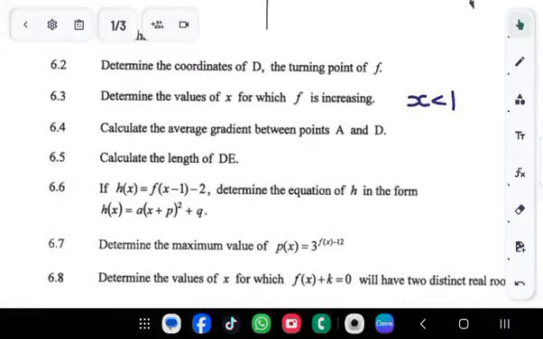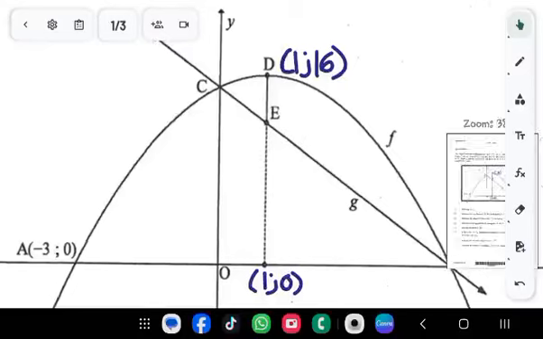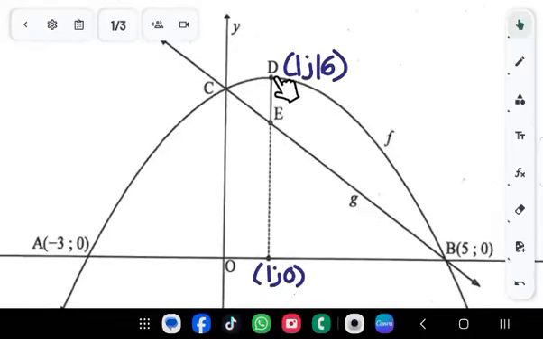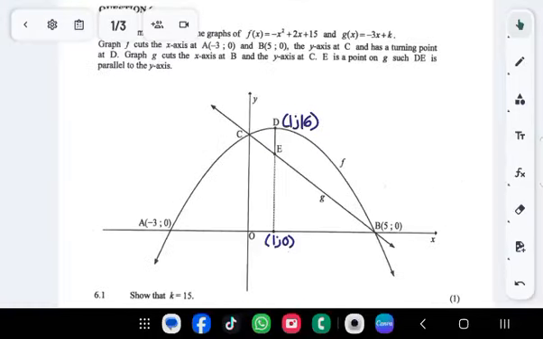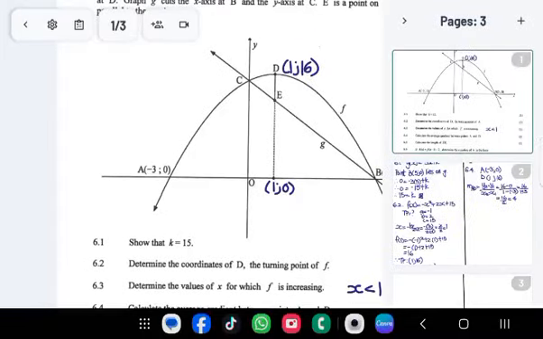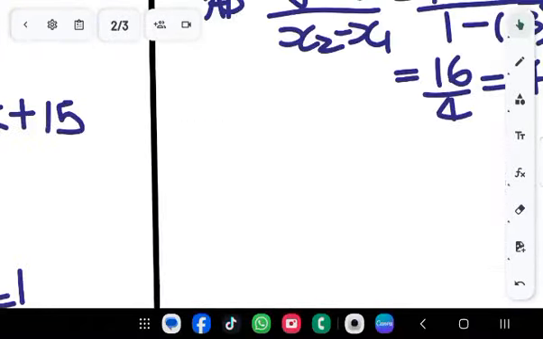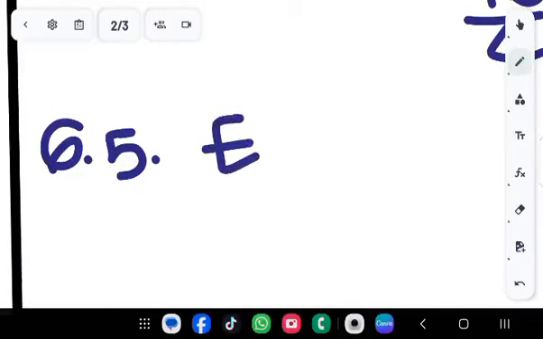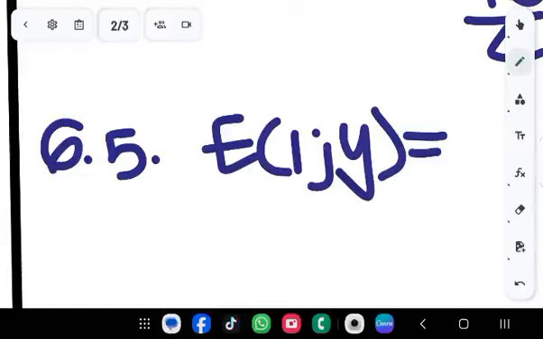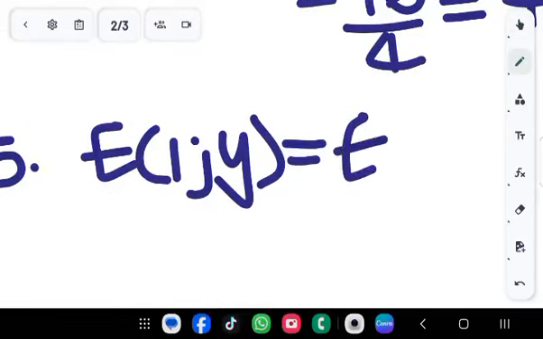Question number 6.5. Calculate the length of DE. Now, to find the length, because we're going from top to bottom, we need to know the y coordinate of this point at E. Point E lies on the straight line with the equation g of x equals minus 3x plus 15, like we already showed there. So what we need to do is figure out the y coordinate of E. E has the coordinates (1, y); we don't know the rest yet, so let's find it out.